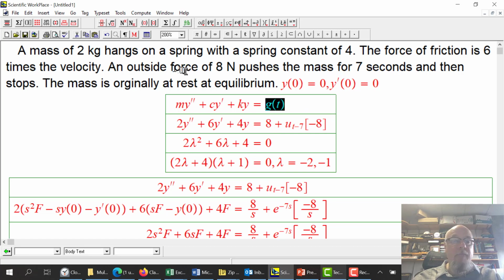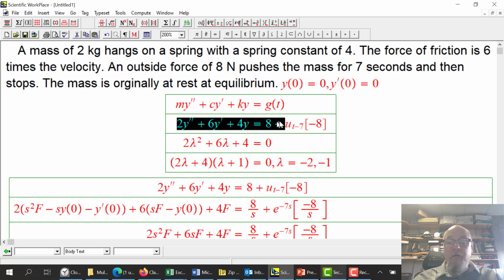It pushes with 8 newtons for 7 seconds. Then at 7 seconds, this U becomes 1, and whatever's in the square bracket has to add to the 8 to make the whole thing 0. So minus 8. So after 7 seconds, this U is 1, so it's 8 plus 1 times minus 8, which is 0.